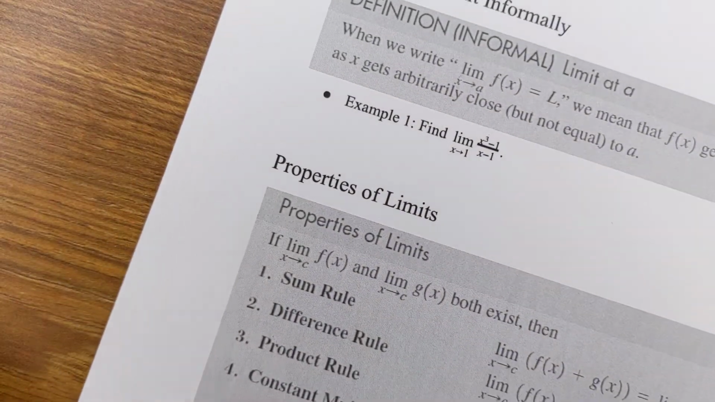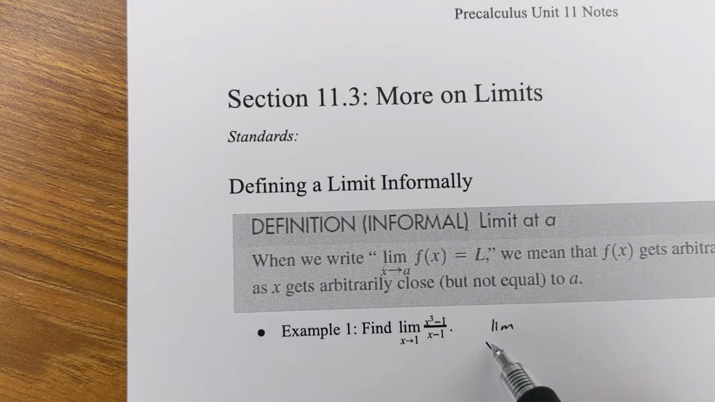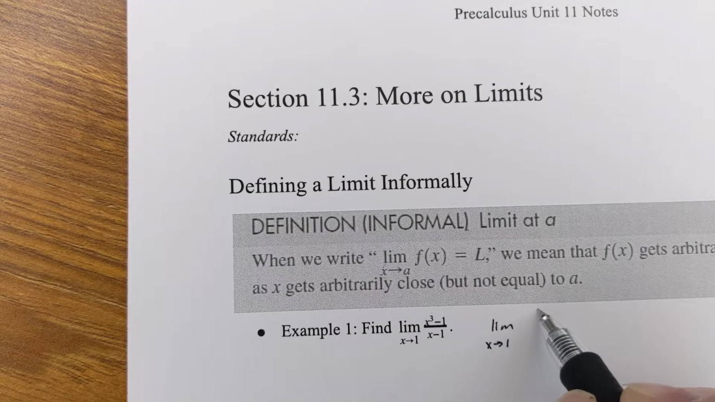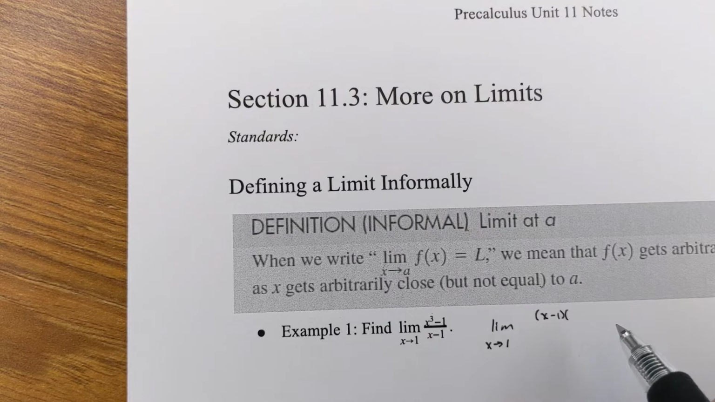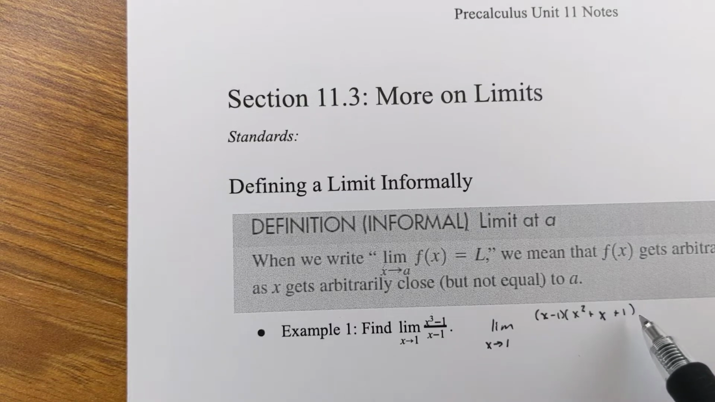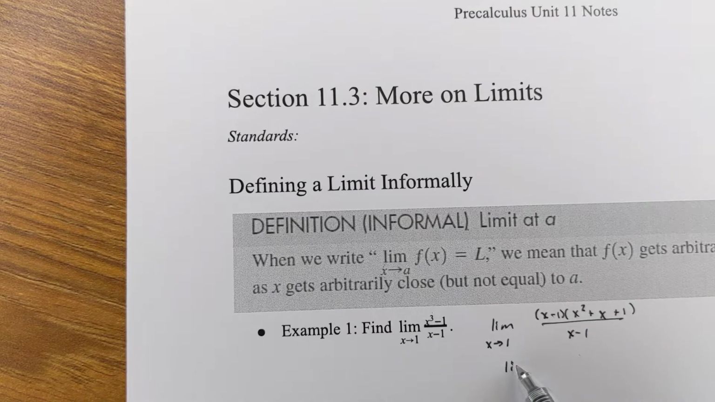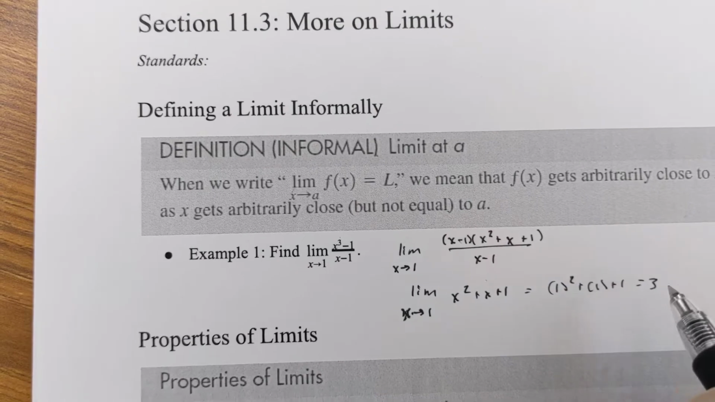Or we can work out the algebra. That numerator is factorable. Limit as x approaches 1 of x minus 1 times x squared plus x plus 1, all over x minus 1. So the x minus 1's cancel. Limit as x approaches 1 of x squared plus x plus 1, which becomes 1 squared plus 1 plus 1, or 3.